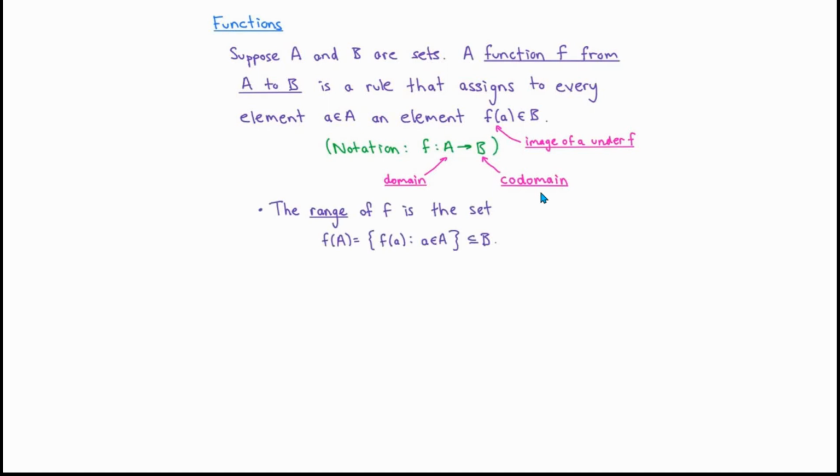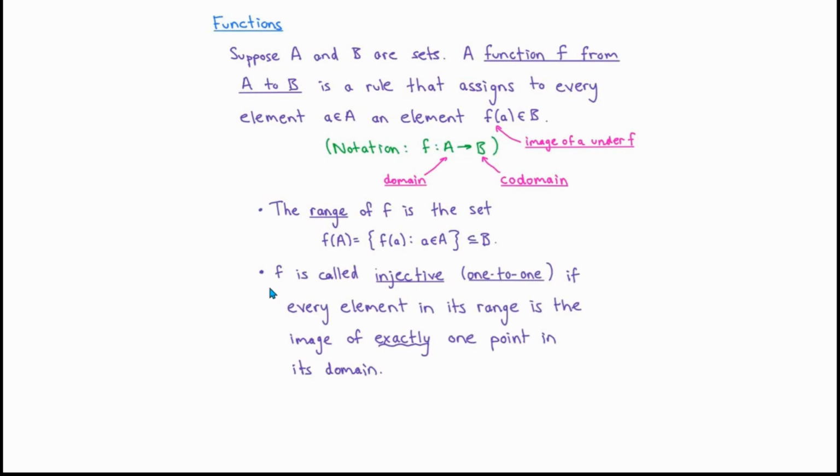I, like most authors, define the range of the function f to be the set of all possible values f(a), where a runs through the set capital A. My notation for this is to write the range as f(A), and of course the range is a subset of the codomain, but in general it could be a proper subset.